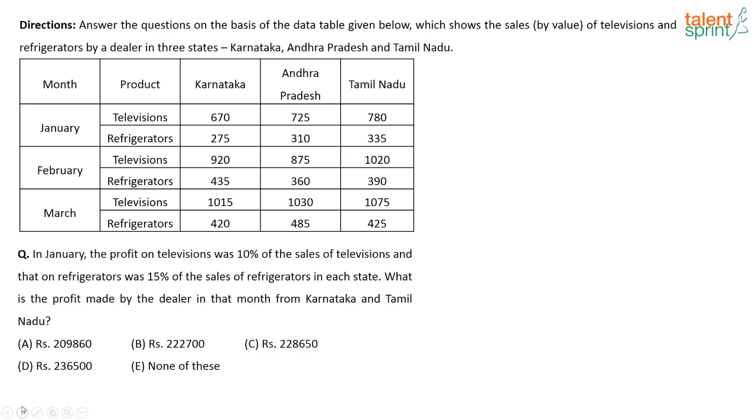Next one. In January, the profit on televisions was 10% of the sales of televisions, and that on refrigerators was 15% of the sales of refrigerators in each state. What is the profit made by the dealer in that month from Karnataka and Tamil Nadu?